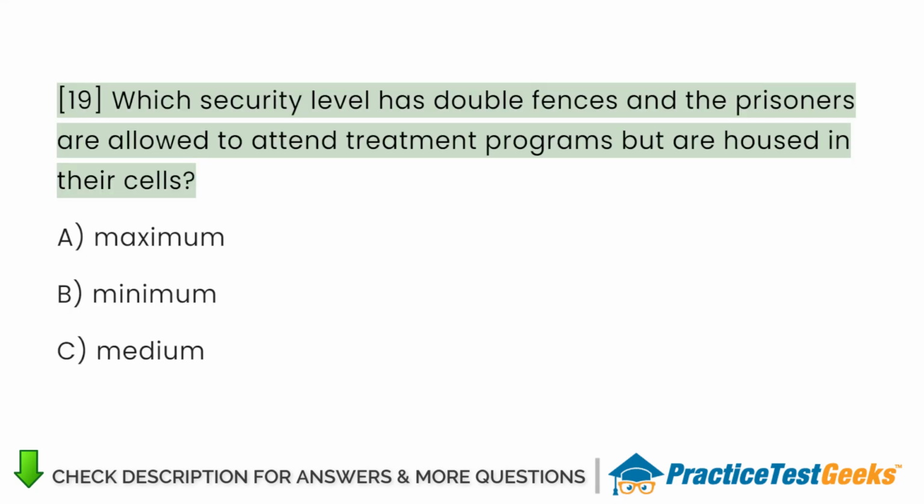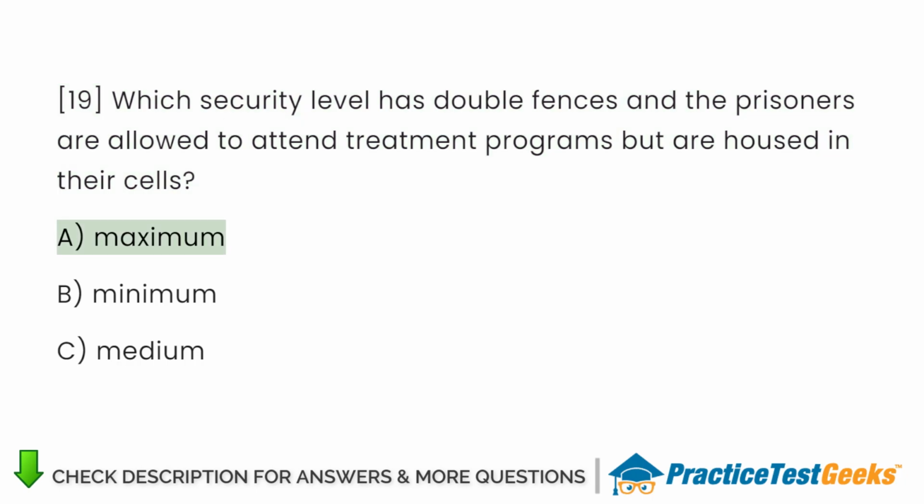Which security level has double fences and the prisoners are allowed to attend treatment programs but are housed in their cells? A. Maximum. B. Minimum. C. Medium.